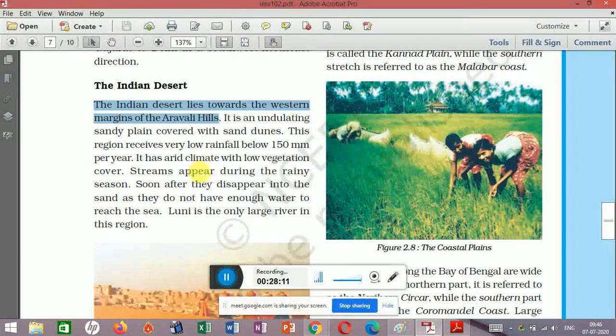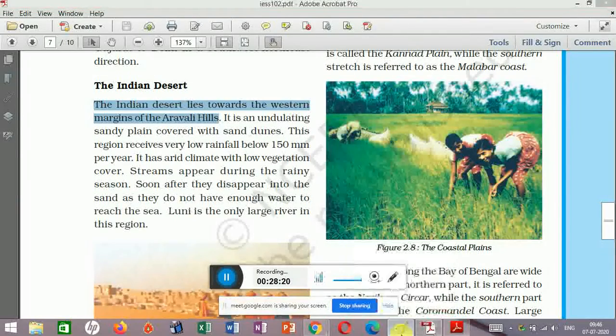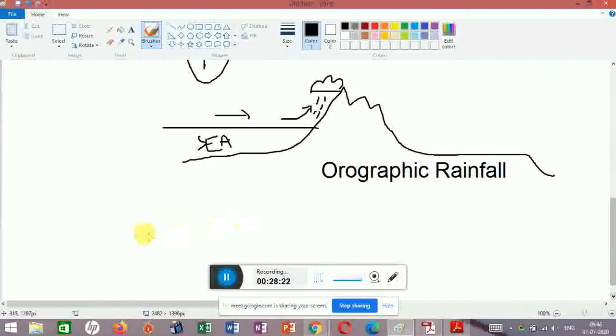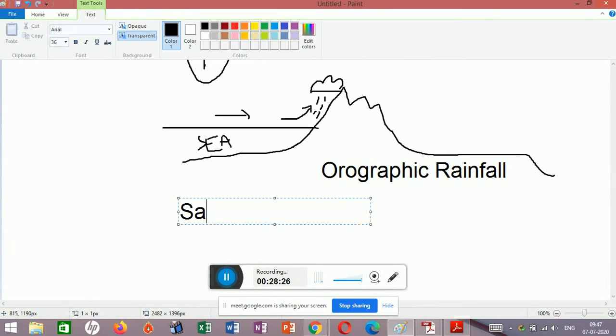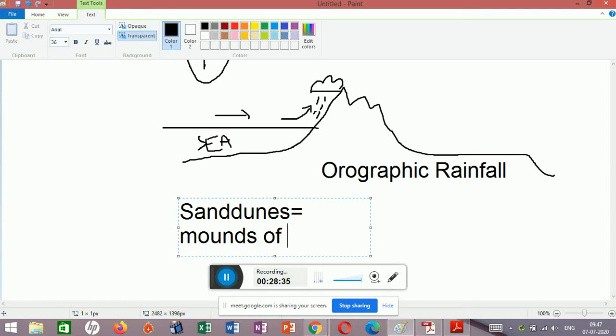And it is an undulating sandy plain covered with sand dunes. So what are sand dunes? Sand dune simply means a mound of sand. You can say mounds of sand, a small hill of sand, or heaps of sand, that is called sand dunes.